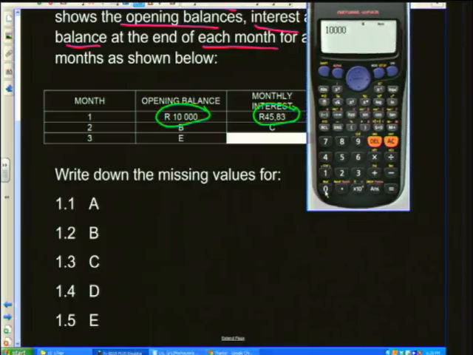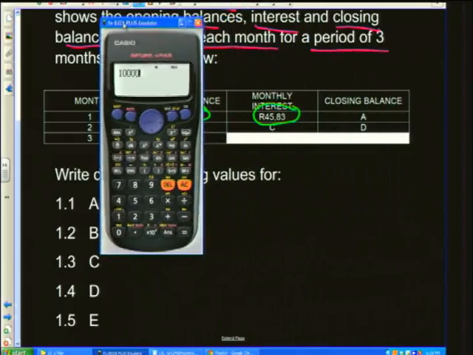Okay? 4 zeros. Now we've been told what the interest is, and I want to check that that number is right. I want to check where they got the 45 Rand, because it says I must work out what the next one is, so I must check that I've got it right. I know what A is. A is the closing balance. So let's just do it first. Let's just get some marks in the bag.